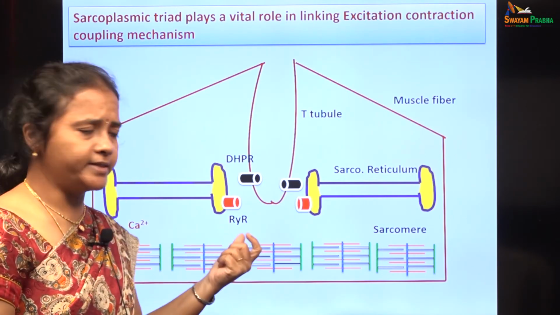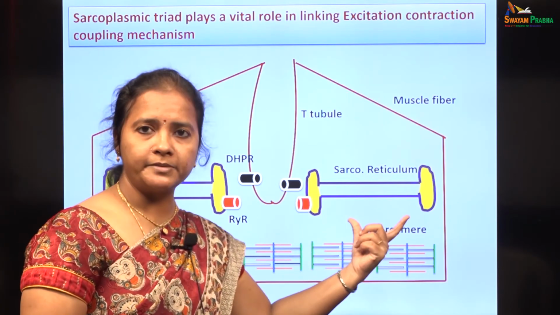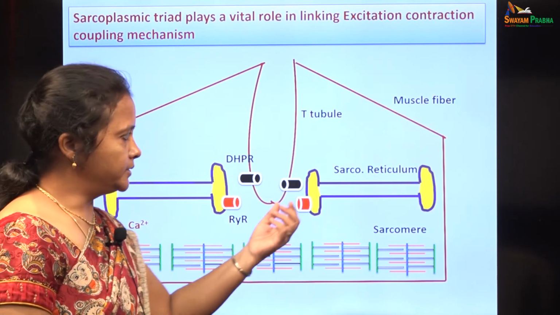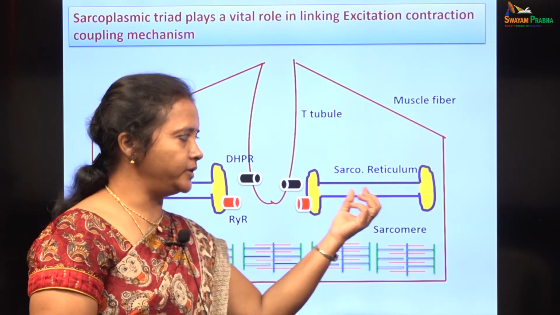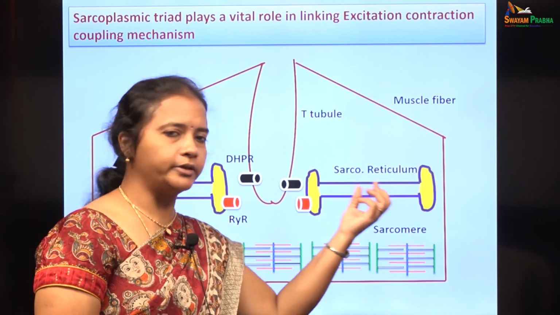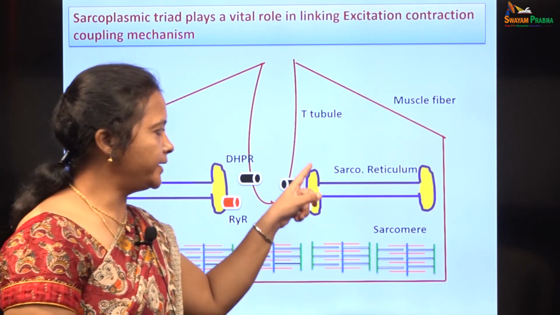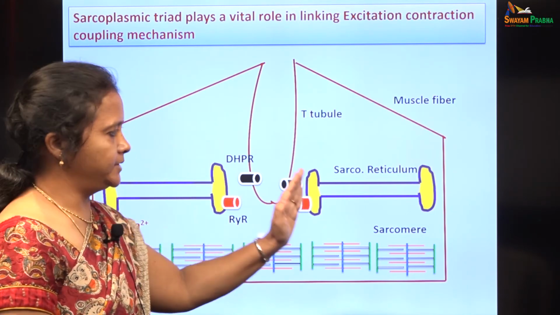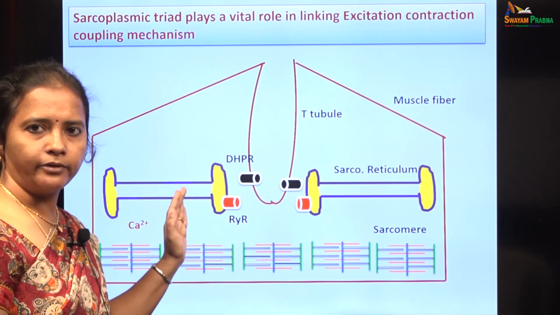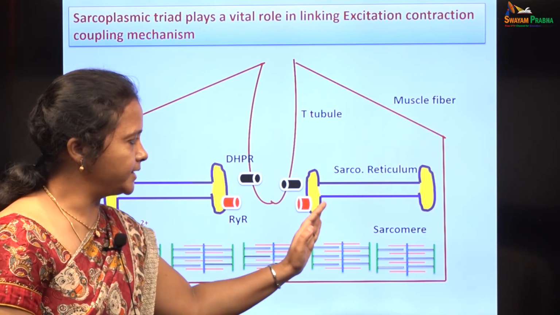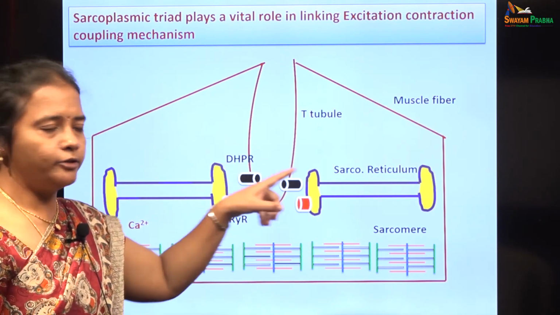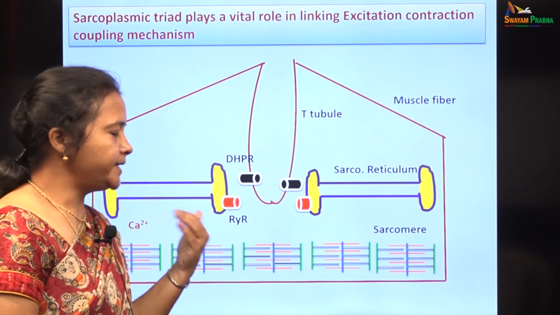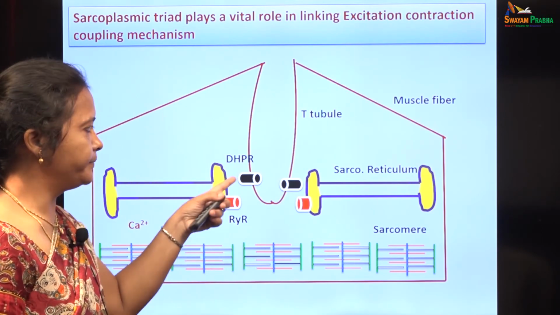And another important structure is the sarcoplasmic reticulum, which is nothing but the endoplasmic reticulum of any other cell. This sarcoplasmic reticulum consists of longitudinal tubes, the long tubes. At the end there are elongated structures called cisternae, and there is a sarcoplasmic reticulum present on either side of the T tubules. The presence of two sarcoplasmic reticulum along with the T tubule together is called the sarcoplasmic triad.